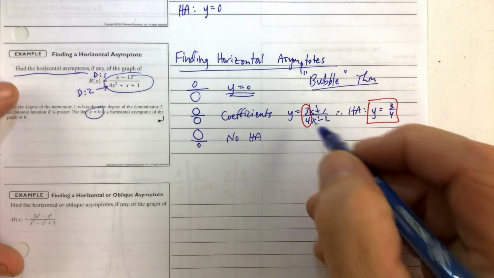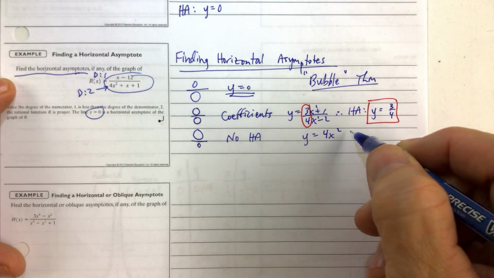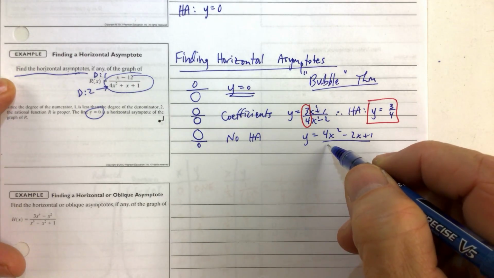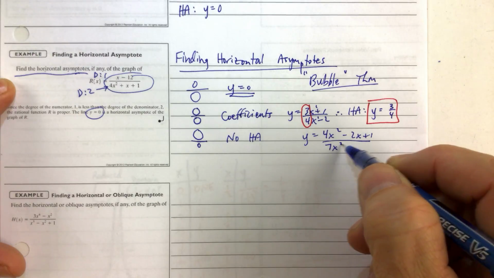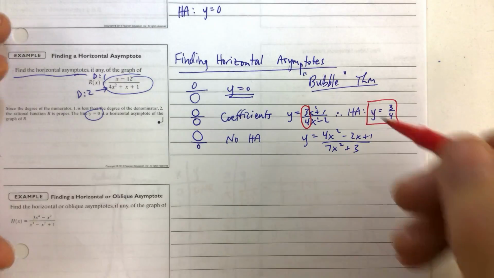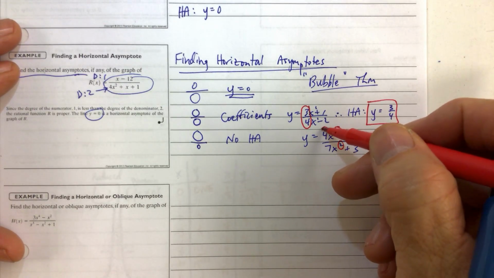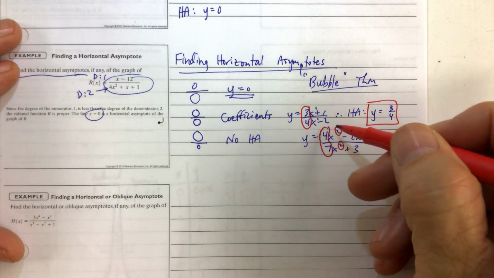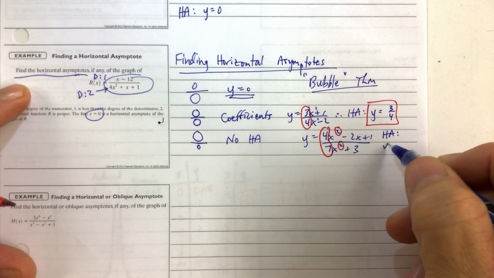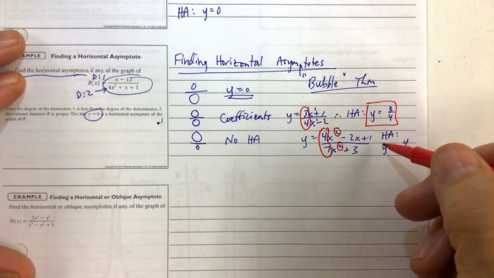Let's do one more like that. If we had y equals 4x squared minus 2x plus 1 over 7x squared plus 3. The degrees are the same, so you peel off the coefficients of the highest degree term, and the horizontal asymptote then would be, make sure you always express asymptotes as equations, y equals 4 over 7.